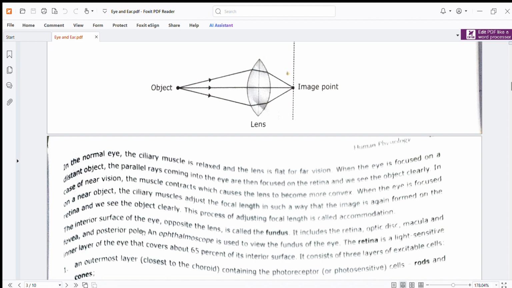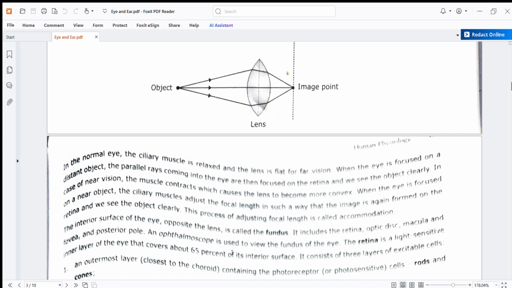The interior surface of the eye opposite the lens is called the fundus. It includes the retina, optic disc, macula and fovea, and the posterior pole. An ophthalmoscope is used to view the fundus of the eye.